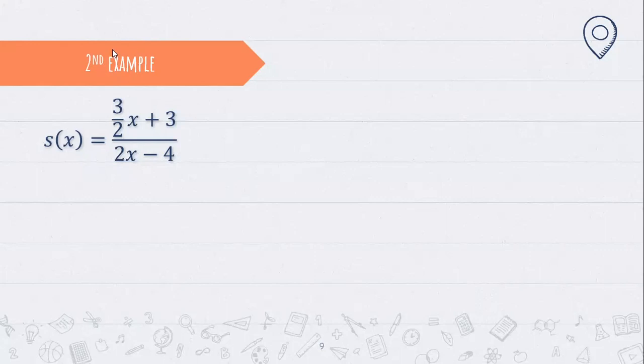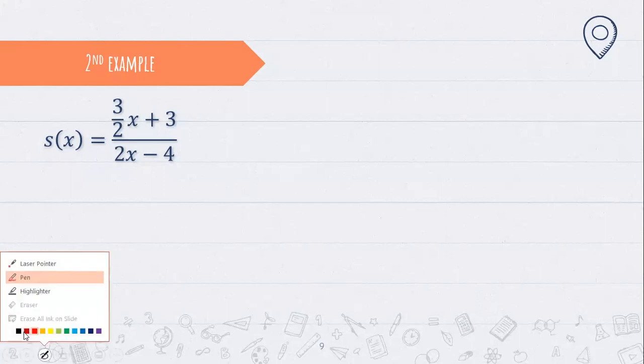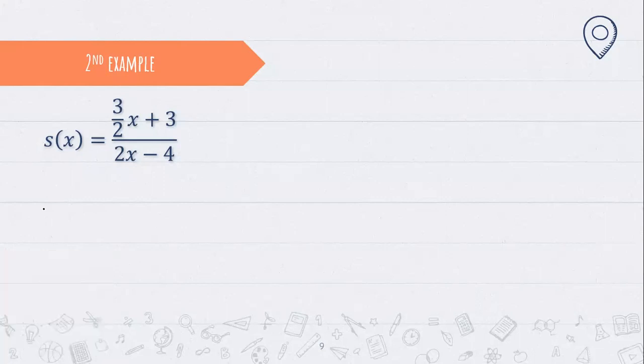Ayan. Okay. Saan na yung pen ko? Ay, bakit black? Okay, ayan po. Sorry. So, kunin natin si X-intercept. So, paano kunin si X-intercept? Kunin si numerator. We have 3 over 2x plus 3 equals 0.